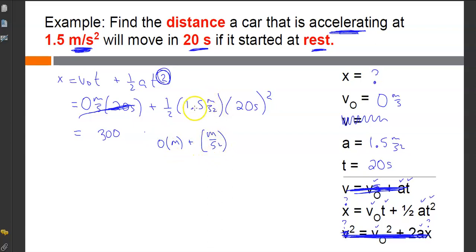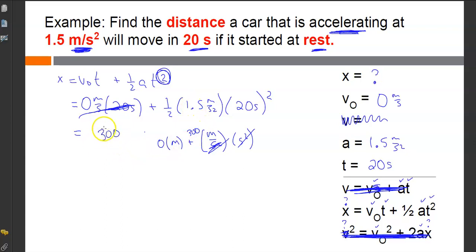All right, right here's the meter per second squared. There's a second which gets squared, so that's going to turn into second squared, and then the second squared on the top cancels the second squared on the bottom. There's nothing but meters there. 20 squared would be 400. Half of that would be 200. 1.5 times 200 is 300.